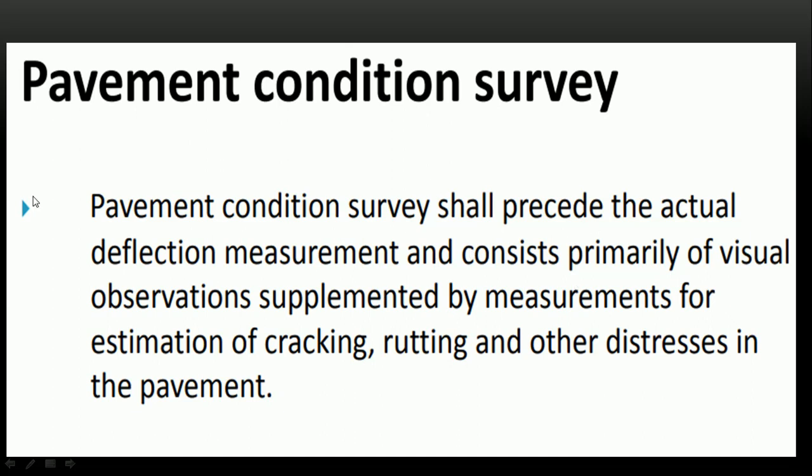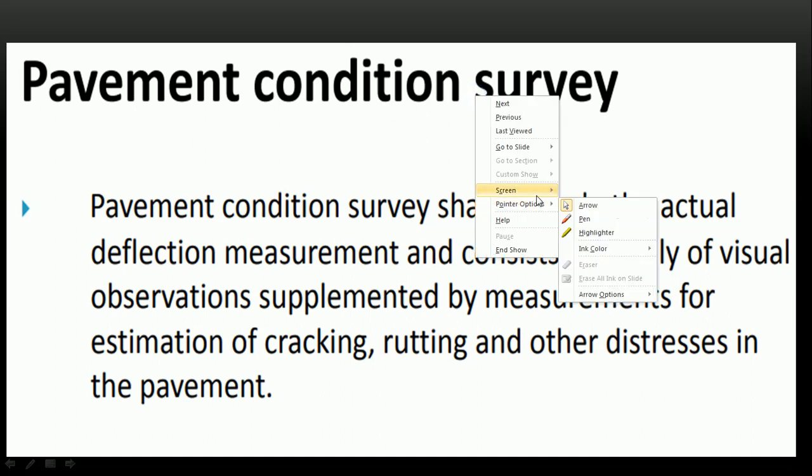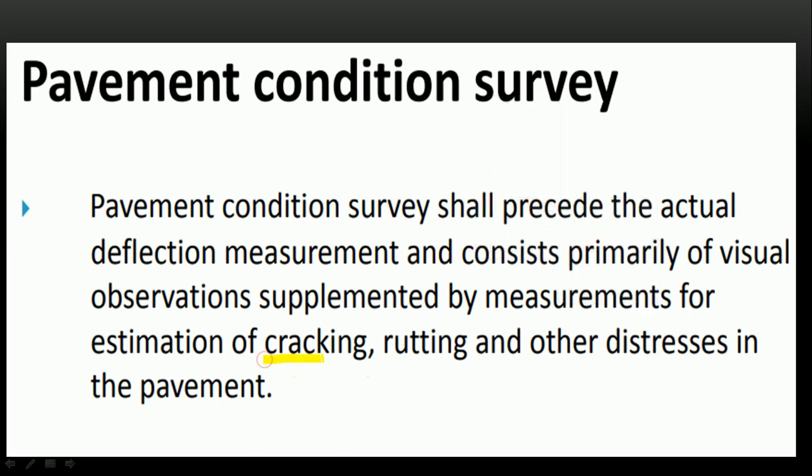So the main reason for the distress is found out under the heading of historical data collection. And in the pavement condition survey, as I told you, visual inspection is carried out, and the formation of the cracks and ruttings is determined. Why is it required? This is required to decide the condition of the pavement.